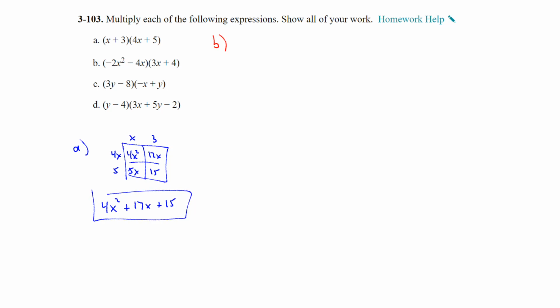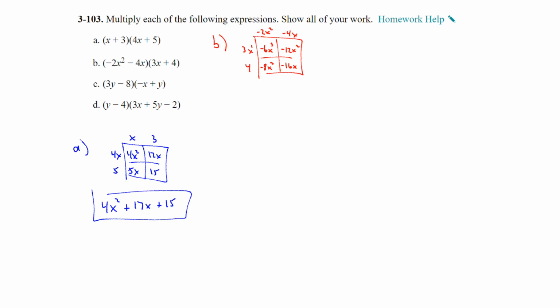Part B, same thing. Set it up, negative 2x squared minus 4x times 3x plus 4. So negative 2 times 3 is negative 6. X squared times x would be x to the third power. Then you have negative 4x times 3x would be negative 12x squared. 4 times negative 2x squared is negative 8x squared, and then negative 4x times 4 is negative 16x.